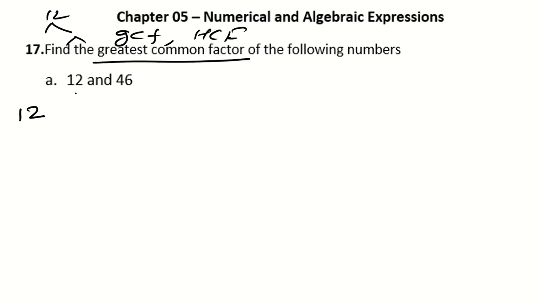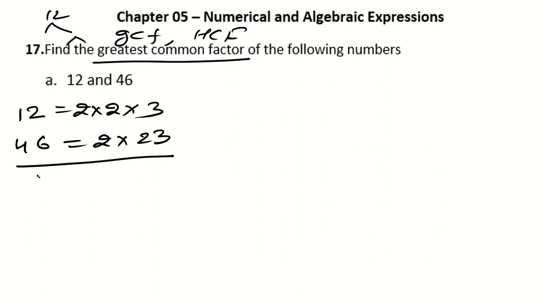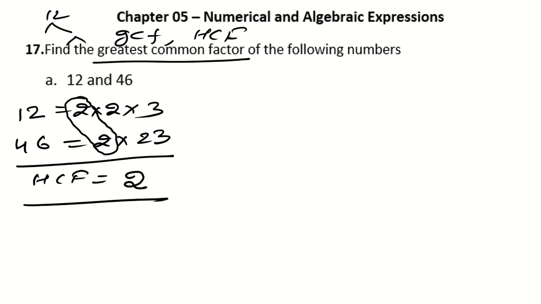Okay. If you remember 12, we can write 2 multiply 2 multiply 3, because 2 multiply 2 is 4, and 4 multiply 3 is 12. Now 46 can be written as 2 multiply 23. We cannot break 23 because 23 is a prime number. Now what I told you for HCF or GCF? I told you the number which is common in both the lines. So here you can see only 2 is common. So HCF will be 2.